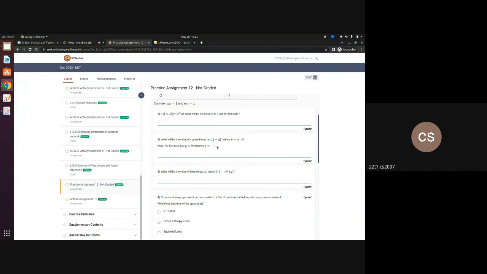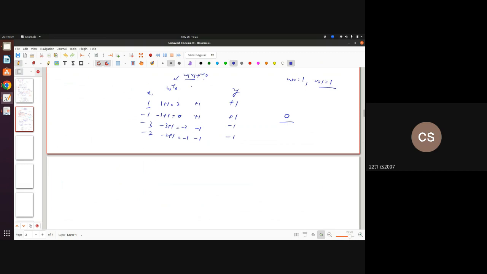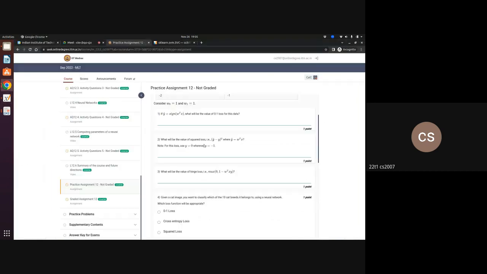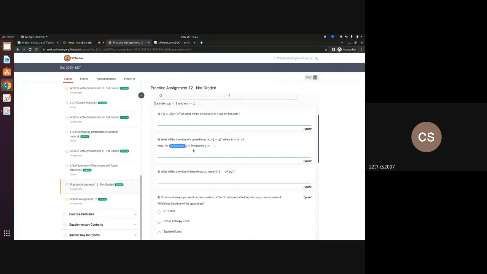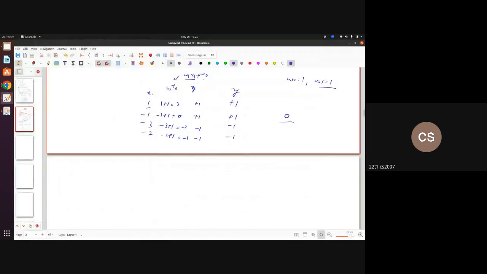Next one, what is the value of squared loss? What is y hat? Y hat is W transpose X. W transpose X we have already, these values. W transpose X minus Y is what we have to do. For this loss, use Y is equal to 0 wherever Y is equal to minus 1. So this is the Y that we have to use.